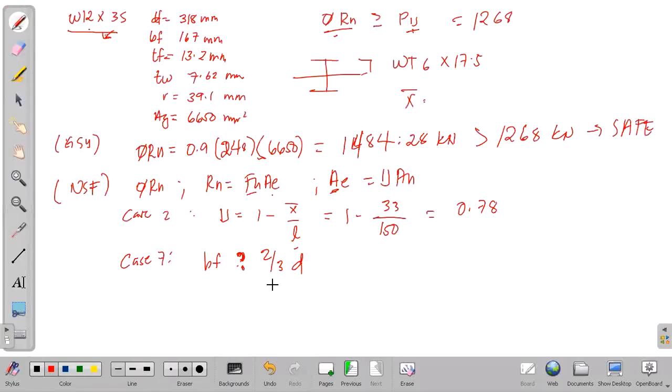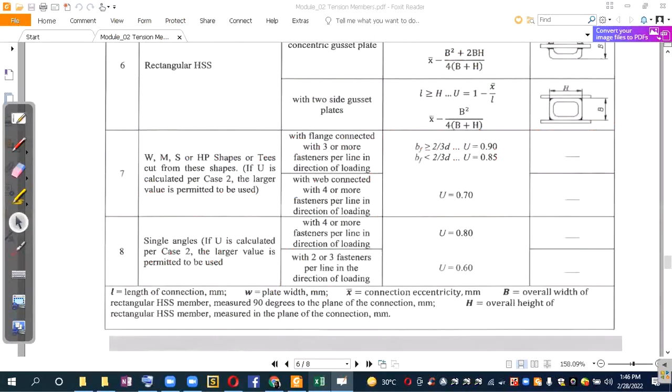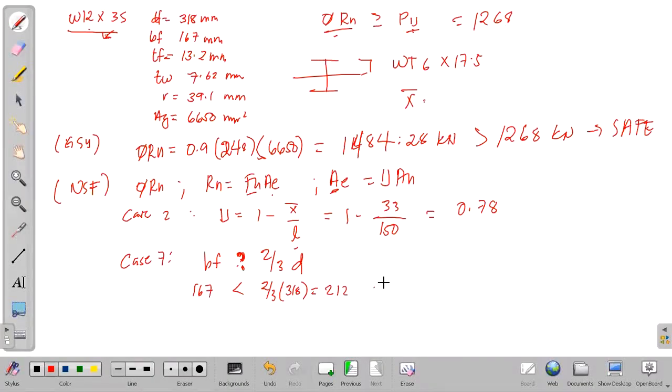Okay? So, i-check natin. Ano yung BF natin? 167. So, 167, is it greater than or equal to 2/3 of D? D is 318. Ano yung 2/3 ng 318? 212, ma'am. So, ano ito? 167 is less than. So, pagka tinitignan natin, less than, yung U natin is 0.85. Oh, so, U is equal to 0.85 kasi less than yung BF natin kaysa doon sa 2/3 of D.